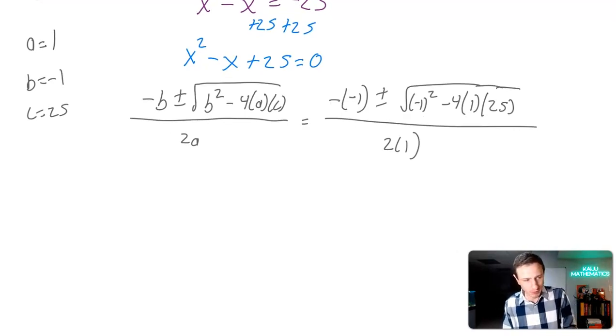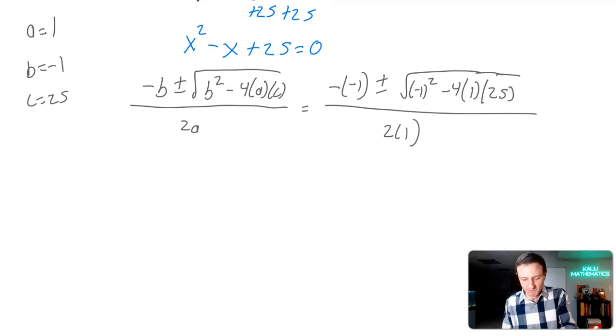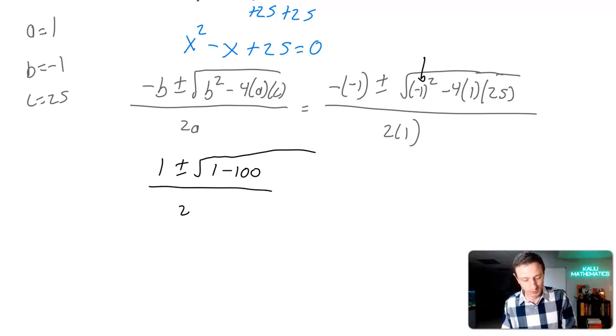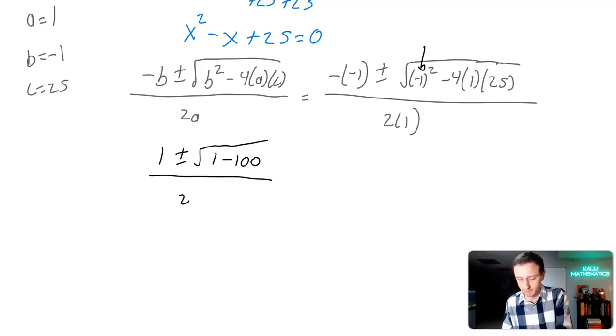Negative 1 times negative 1 is positive 1. So that's going to be positive 1 plus and minus the square root of negative 1 squared, which is negative 1 times negative 1, so 1, minus 4 times 1 times 25, which is going to be minus 100, because 4 times 1 is 4, and 4 times 25 is 100. Then we have all over 2, just 2, because 2 times 1 is 2. Clean up this little tail here. Okay, moving along. Nice. This is working out.